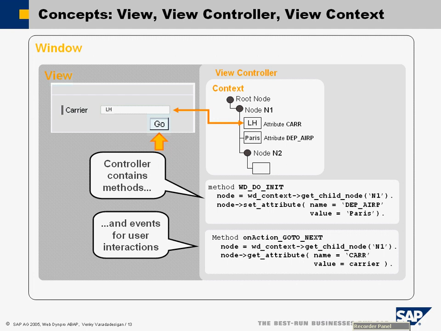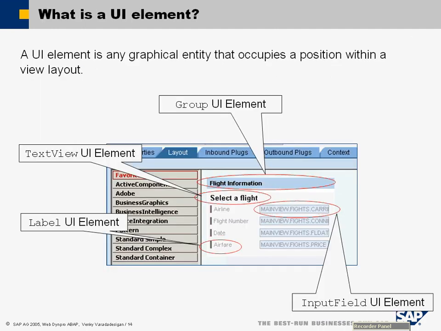Or there could be a method for handling your user event, user interaction. So if the user clicks on the button Go, where do you handle it? How do you handle it? That is done using the event. On action, go to next. That is a custom event defined by the user. All right?